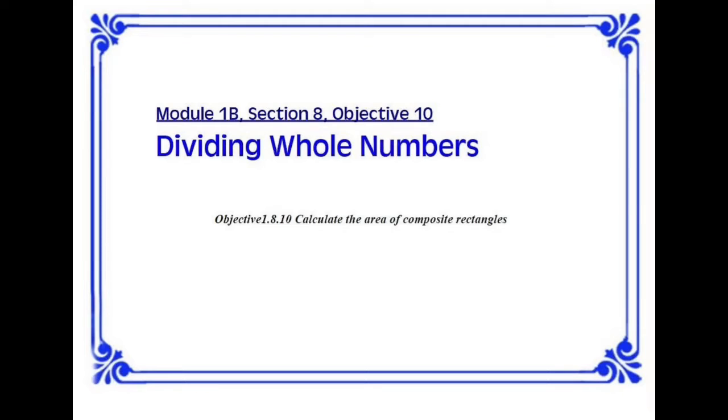Module 1, Section 8, Objective 10. And remember, this is the application section instead of dividing whole numbers section. And in this one, we are calculating the area of composite rectangles. So what does that mean? That is a composite rectangle.